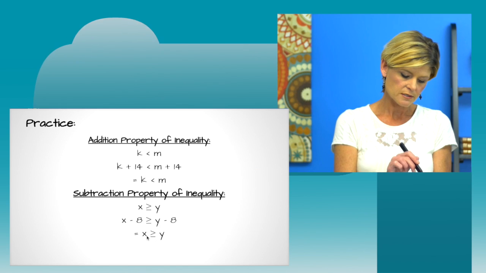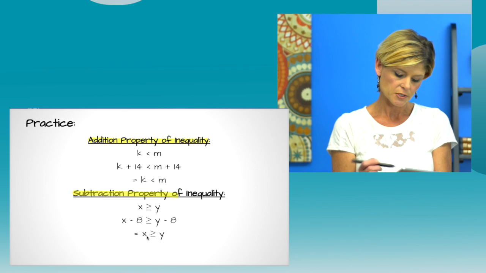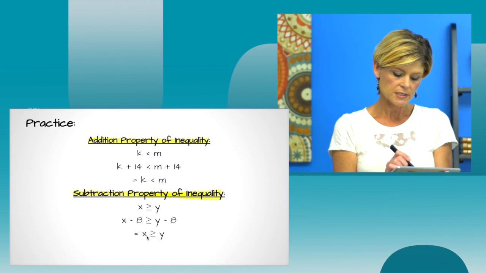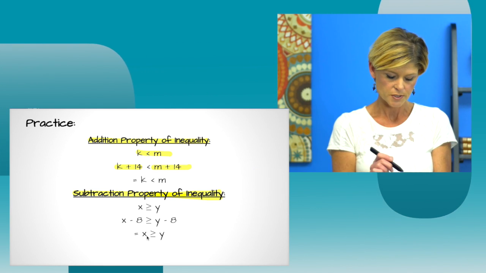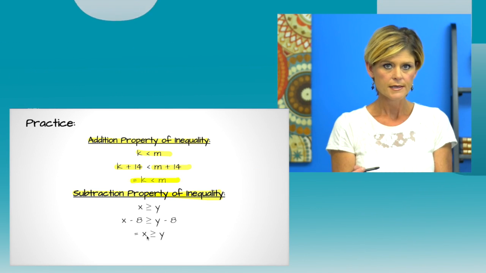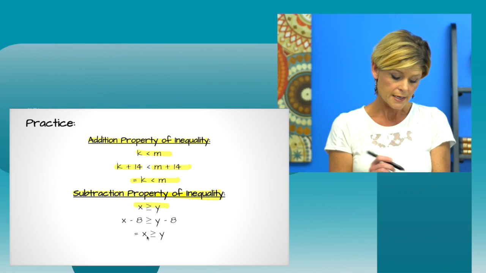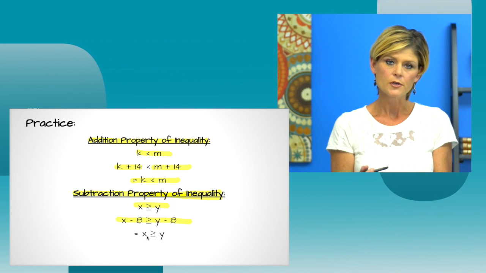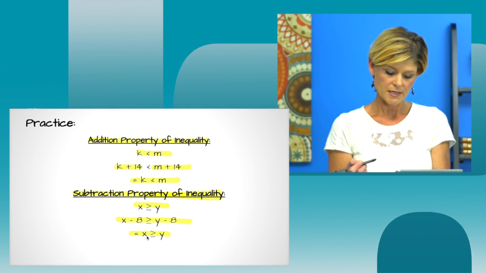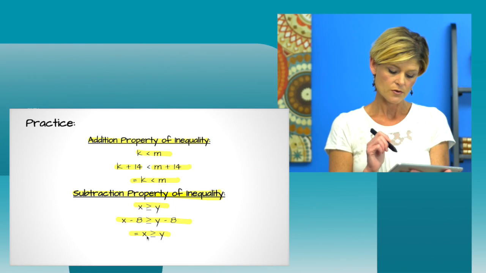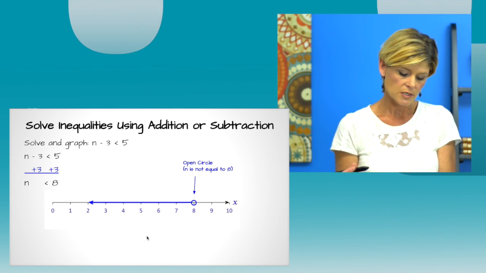Okay, so let's take a look. I wanted to give you two examples, one of the addition property of inequality and one of the subtraction property of inequality. With addition, if k < m, then k + 14 will be less than m + 14 because, as we said, k is less than m. Same thing with subtraction. If x ≥ y, then x - 8 will be greater than or equal to y - 8, because x is, in this case, always greater than or equal to y.